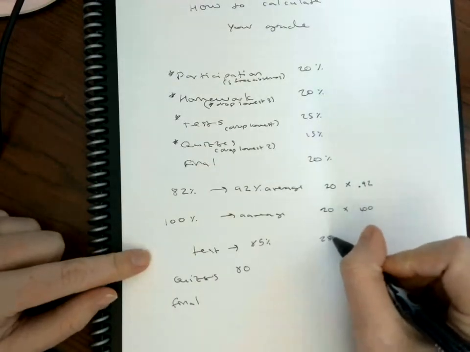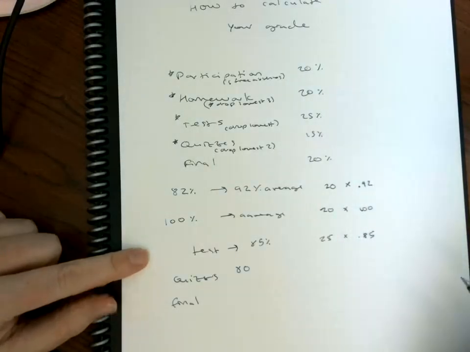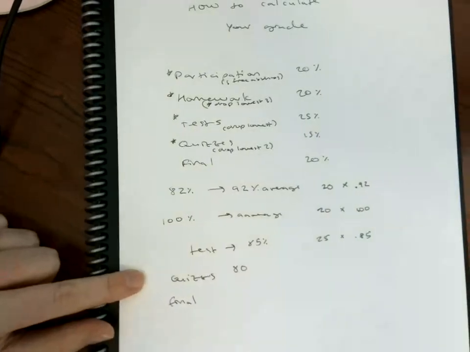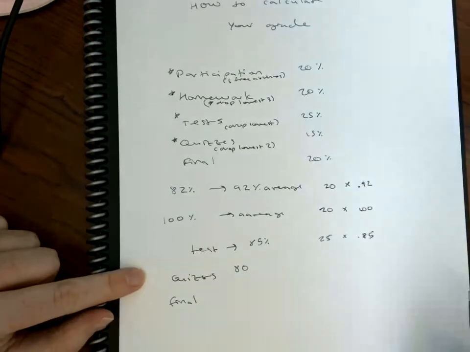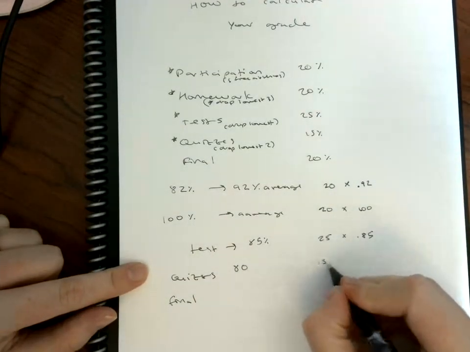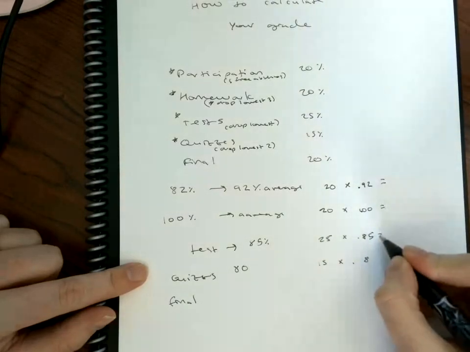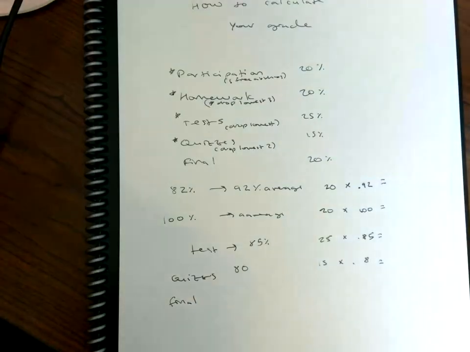My tests are worth 25, and then times 0.85 because it's 85%. And then my quizzes are worth, right now I have 80 and they're worth 15, so times 0.8. So I would do the math on all of those and then add it up.